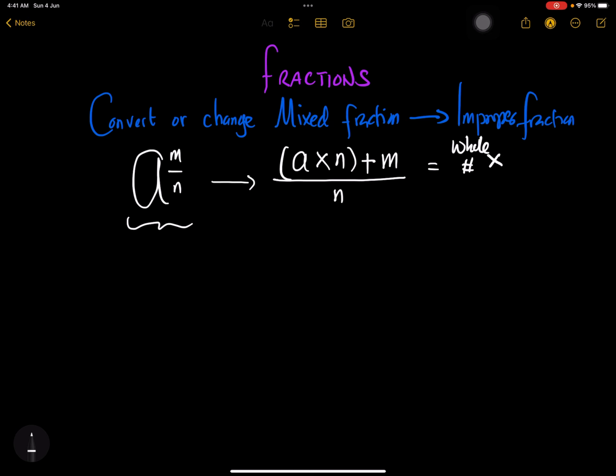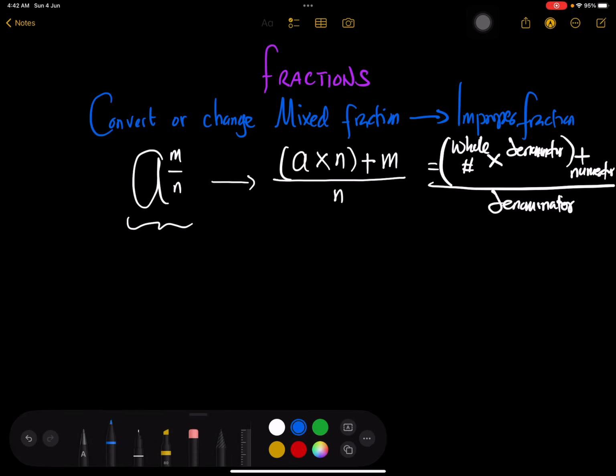So basically, we are saying that the whole number is multiplied by the denominator, and then we add the numerator, and then we divide everything by the denominator. So that's what we are looking at. Let's put some numbers in and see how everything will come out.